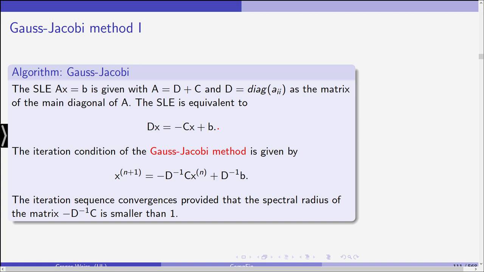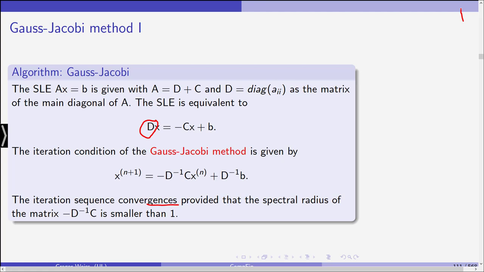So the idea of the Gauss-Jacobi method is simply to say, okay, let's move D, invert it, and put it on the right side, and X N plus 1 equals minus D inverted times C X in the previous step plus D inverse times B. And the iteration sequence converges, provided that the spectral radius of the matrix minus D inverted C is smaller than one.